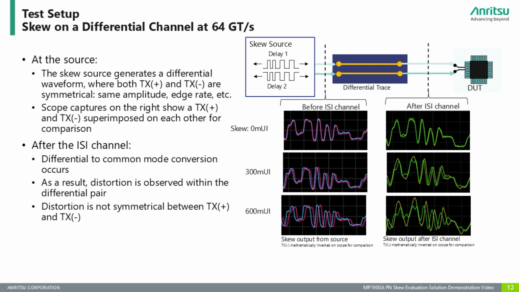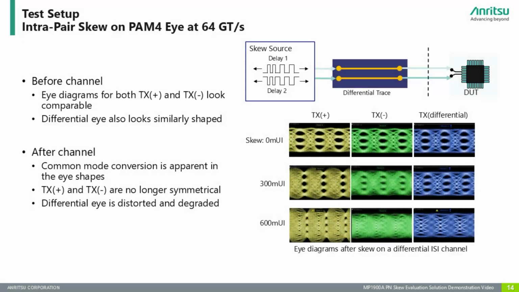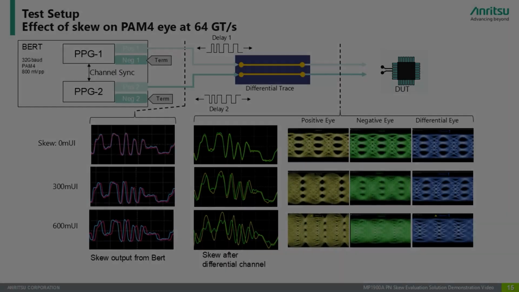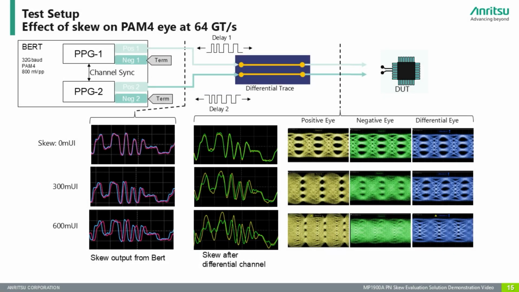In this setup, the effect of skew on the signal before and after an ISI channel is observed. Before the ISI channel, the positive and the inverted negative signal are symmetrical. On the other hand, after the ISI channel, asymmetrical distortion is observed within the differential pair. This distortion can also be seen in the eye diagram. The test setup and the observed effects of skew are summarized in this figure.